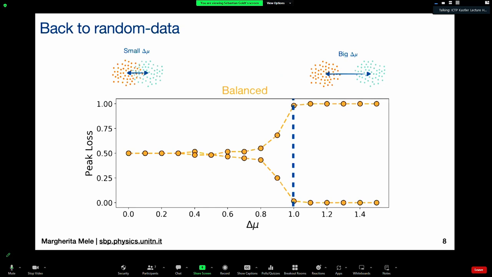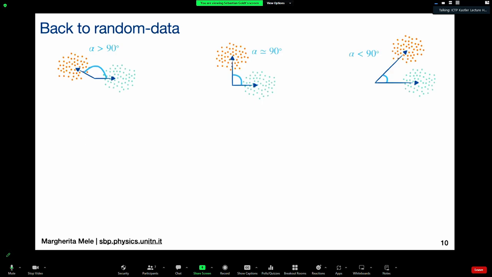So the peak is always at 0.5, and above a certain value, I have two peaks that remain there, okay? Now, one may imagine that by introducing the unbalancing in the classes, I will be able to move this peak. No, actually no, they remain there. So this means that I need an additional ingredient in order to reproduce what I have observed with real data, okay? And this ingredient seems to be the angle between the two mean vectors.